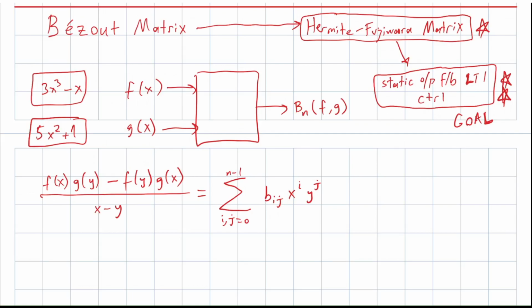In a nutshell, is this: you have two polynomials, and I call them here f of x and g of x. You have basically two polynomials. These are examples, by the way, that I got from the Wikipedia page. If you type Bézout matrix at wikipedia.com, this is the example they introduce here.